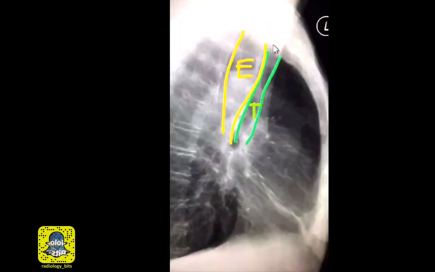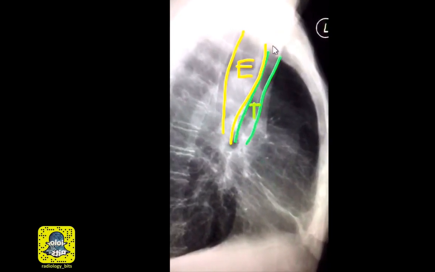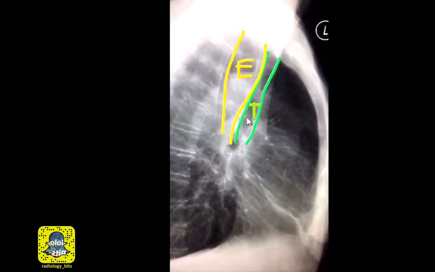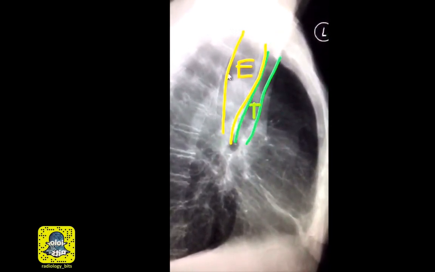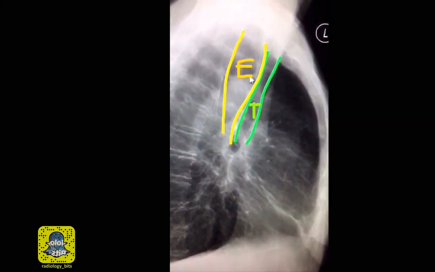There are a few reasons you might have an air fluid level within the lungs, but if you think about the location, this is the trachea. And what lives behind the trachea, a structure that you don't usually see on chest x-rays, is the esophagus. Now the case is starting to make more sense. This is the trachea here, and this is a dilated esophagus with a fluid level.